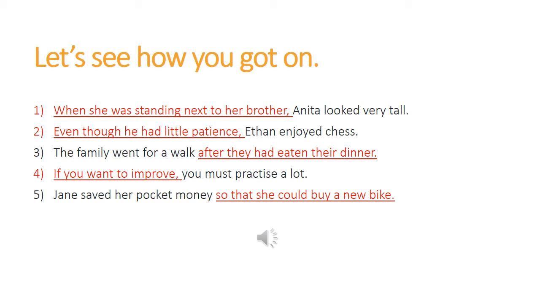Sentence 2, again the subordinate clause is at the front of the sentence, even though he had little patience. And then the main clause, Ethan enjoyed chess. That stands alone, that's the main clause. Sentence number 3, the subordinate clause is at the end of this sentence, after they had eaten their dinner. The family went for a walk at the start, makes sense on its own, so is the main clause.